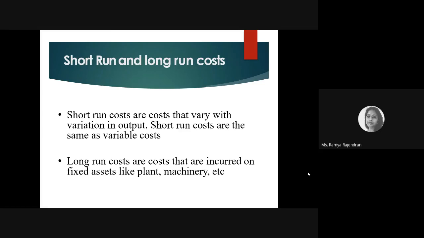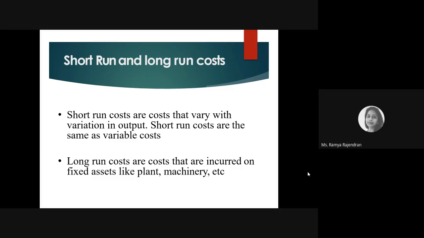Okay, short run cost and long run cost. Short run cost is the cost which is caused by a variation in the output. So it's actually the same as your variable cost. It accommodates only the cost which is happening in a smaller period of time, as the name suggests.